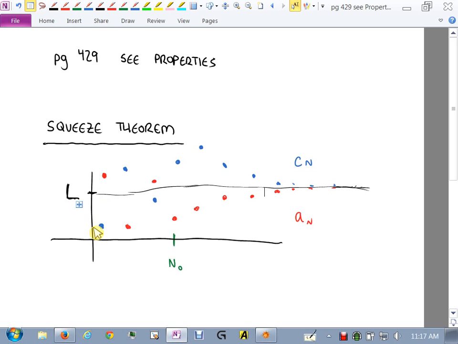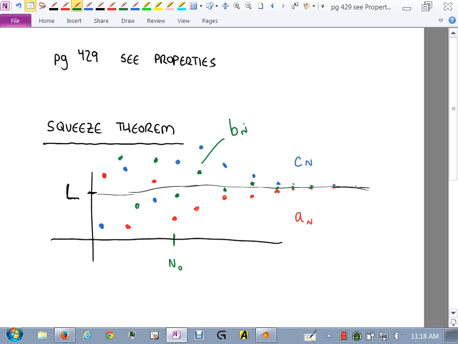So if we have some third sequence, B sub n, which I will do in green, and it's doing something, but then after n naught it stays between those two all the time, then B sub n has to go to the same limit. Do you understand geometrically what's happening?